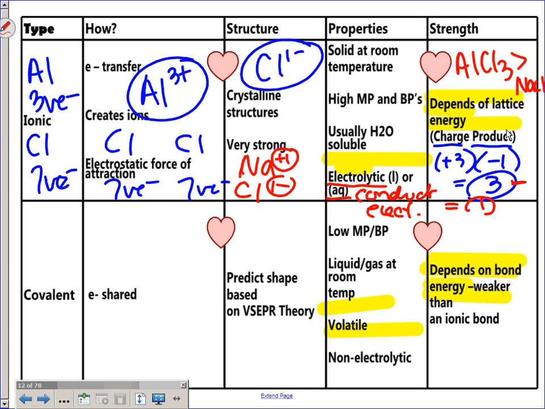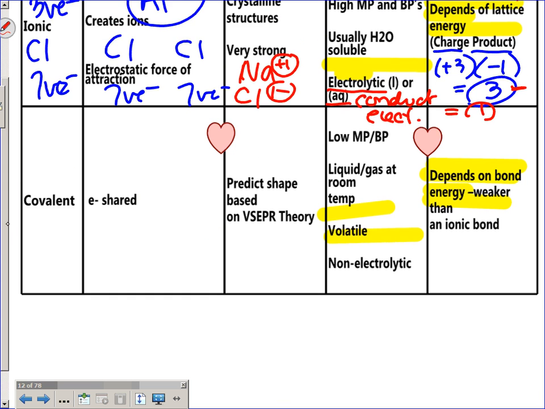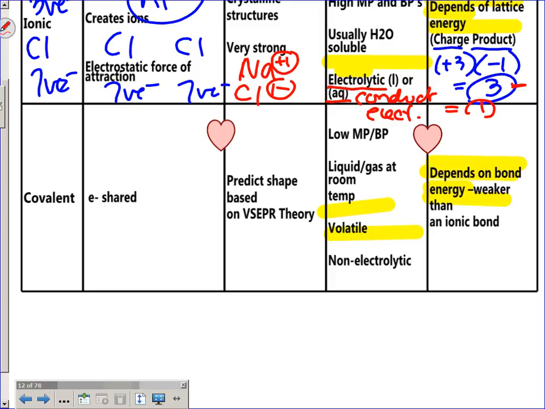All right, the other two terms that you might add to your covalent column. We kind of already said this: if electrolytic means conducts electricity, what do you think non-electrolytic means? It doesn't conduct electricity. I think we mainly use the phrasing rather than that term, but it might be a good term to add to your chart. Volatile. Who knows what that word means?